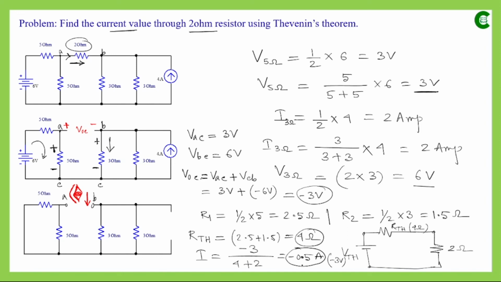Now this class was about a DC network where we have only independent sources. In the next class I will discuss how to apply Thevenin's theorem in a DC network where we may have dependent sources along with independent sources.